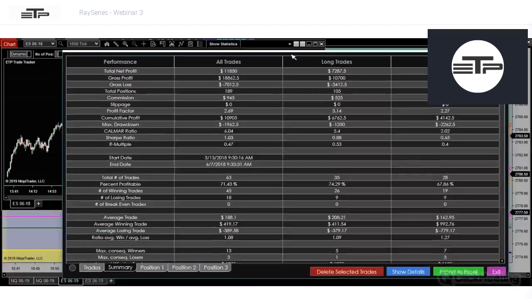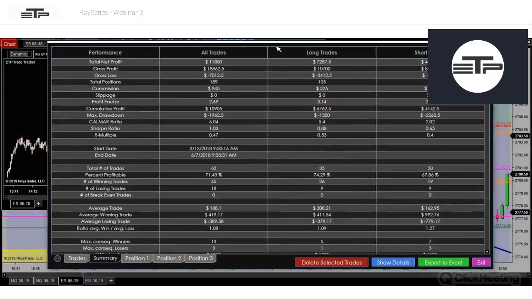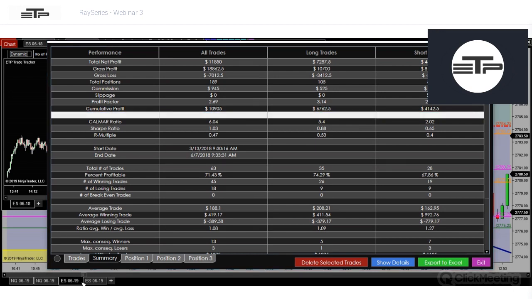So this is for ES0618. So we started off with the ES0618 to trade. Okay, so you guys can have very, very recent statistics. So off the 3 positions total, it made $11,850 with a profit factor of 2.69 and a maximum drawdown of $2,000. Let me grab this back up.